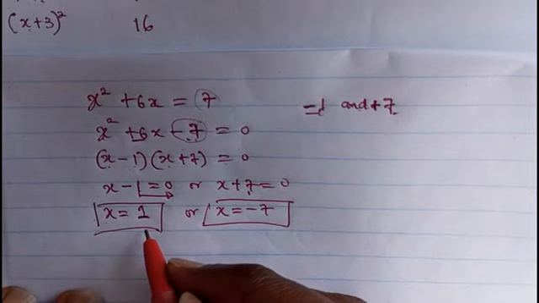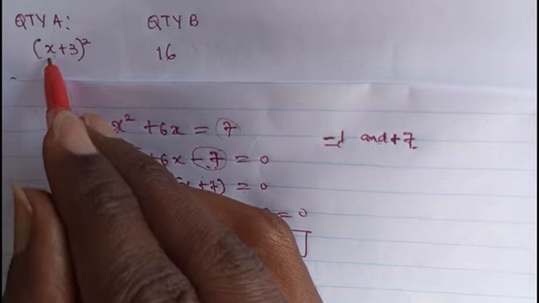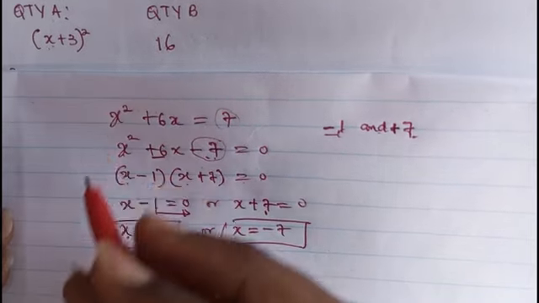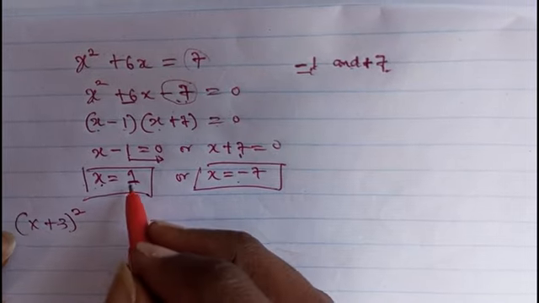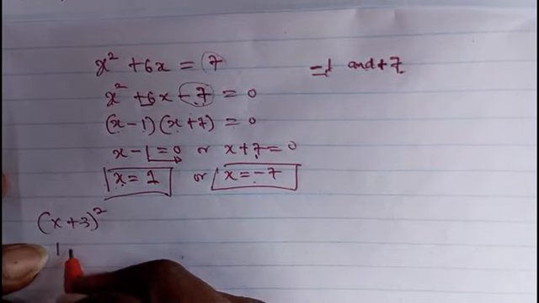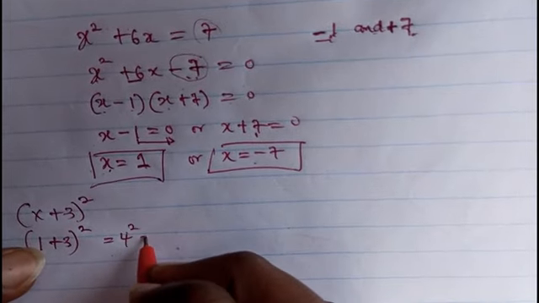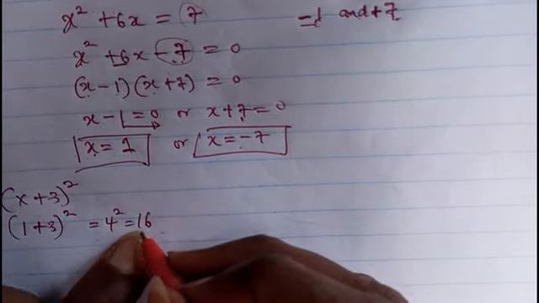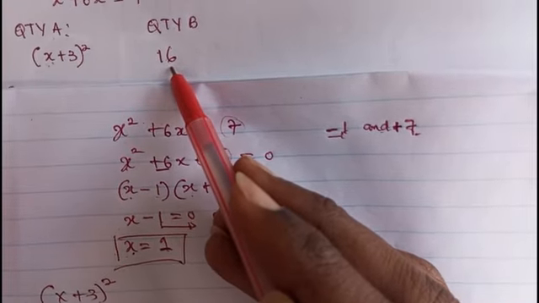Now the next thing you want to do is substitute these values of x into quantity a. Quantity a is x plus 3 all squared. So for the first value, which is 1, we have 1 plus 3 all squared, which is 4 squared, which is equal to 16. And you see quantity a in this case is equal to quantity b, which is 16.